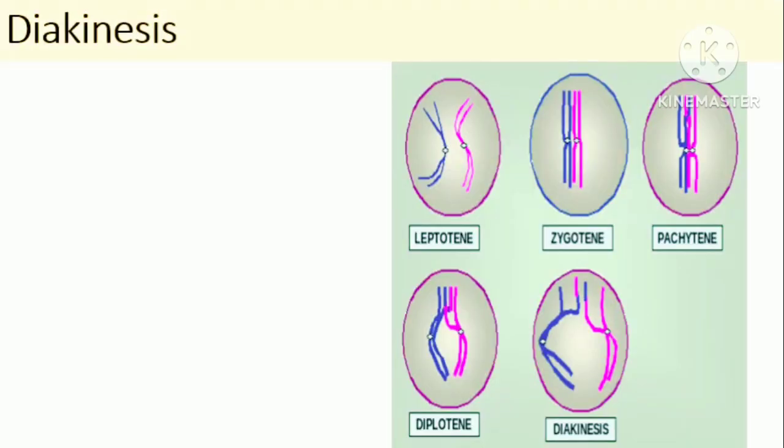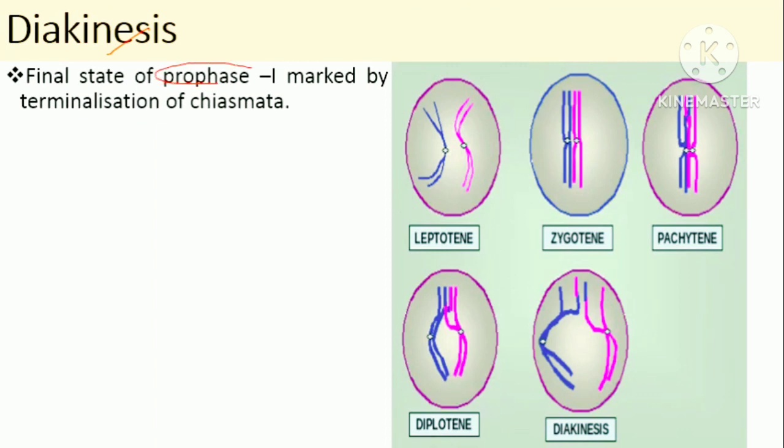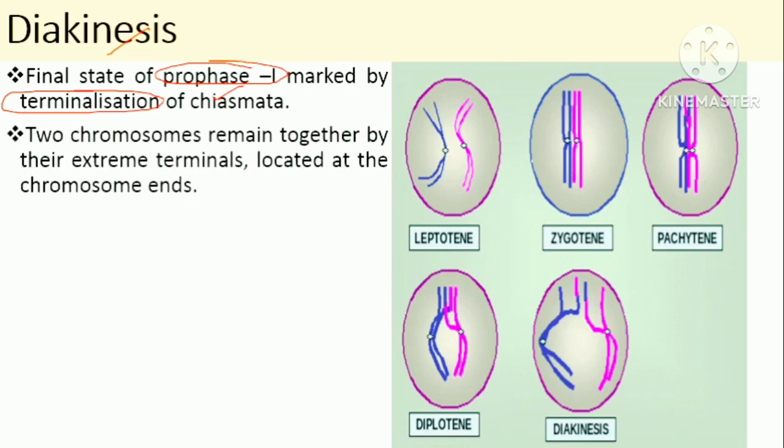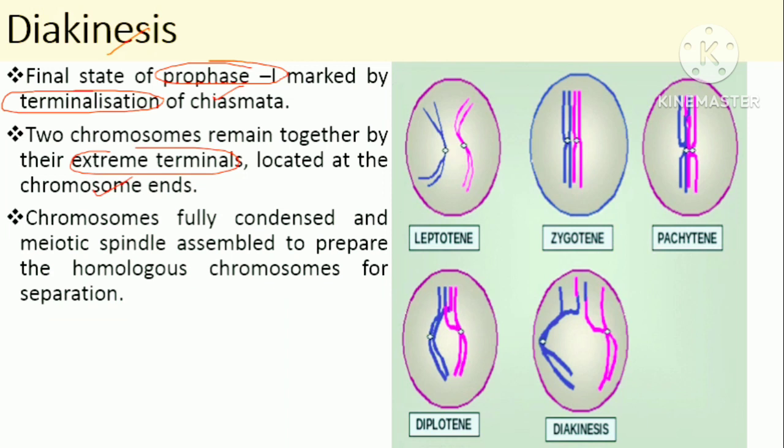Next comes diakinesis. It is the final stage of prophase 1 and is marked by a process known as terminalization of chiasmata. Chiasmata are the points where the crossing over has occurred. Two chromosomes remain together by their extreme terminals located at the chromosome ends. In this stage, the chromosomes are fully condensed, and the meiotic spindle is assembled to prepare the homologous chromosomes for separation in anaphase. So the preparation for separation by the spindle fibers starts here.